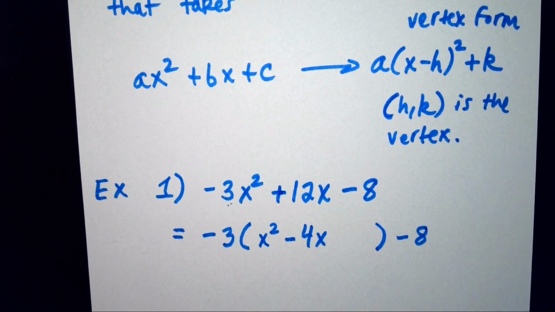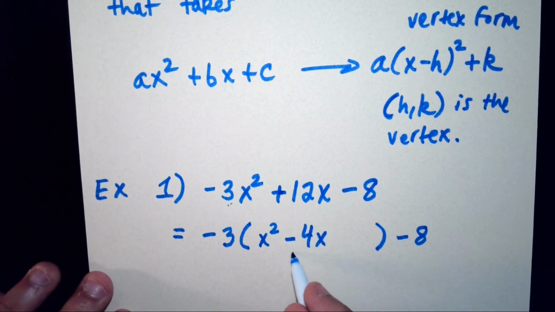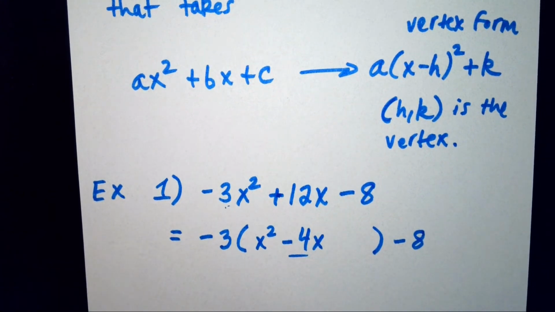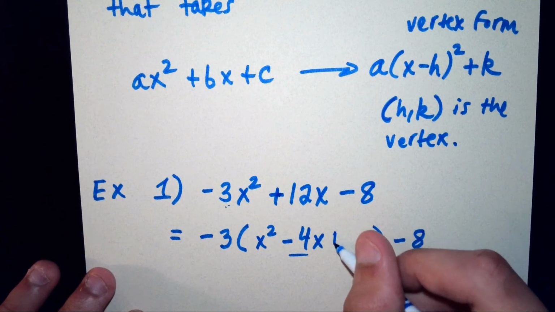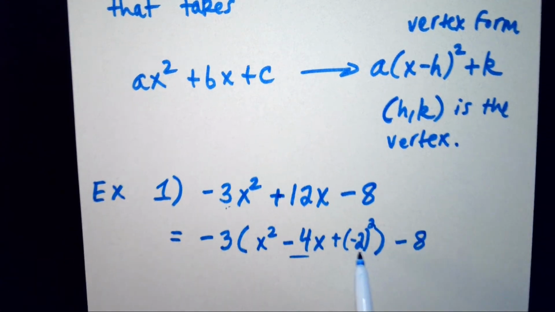So notice, as this stands right now, this is still an equality. If we distributed this minus 3 through, we'd have exactly what we started with above. So we haven't changed anything yet, right? But what we're about to do is going to change things, and we'll compensate for that change in the step right after. The next thing that we need to do is focus in on this minus 4, and take half of it. If we divide minus 4 by 2, we get minus 2. So we take minus 2, square it, and then add it in here in the parentheses.